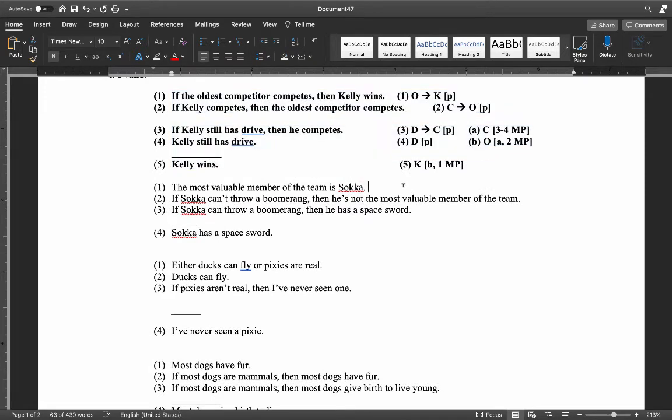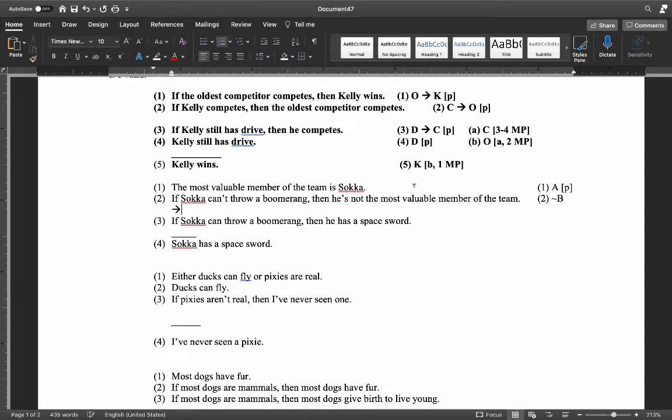The most valuable member of the team is Saka. So I'm going to just say that's a single proposition, right? So this time I'm just going to go with A first and then do B, C, and so on. So the most valuable member of the team is Saka. I've got if Saka can't throw a boomerang, then he's not the most valuable member of the team. So if he can't throw a boomerang, and we can make that not B, since it's saying he can't, then he's not the most valuable member of the team, and he was A, so that's going to be not A. And just bring that back this way.